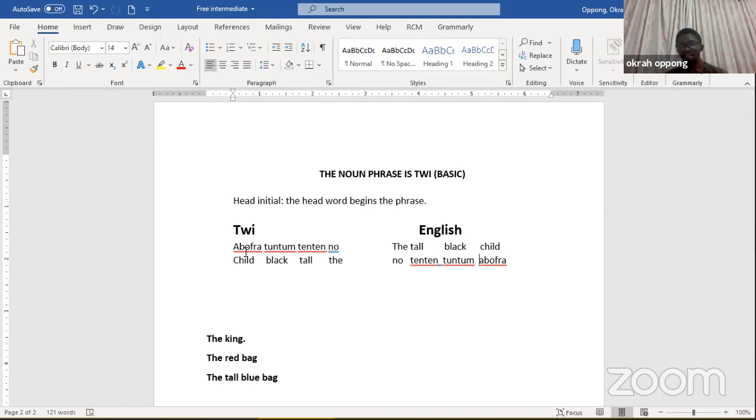So this is also an intermediate lesson, and as you know, you have to know the beginnings to know the vocabulary, how to build up on the vocabulary, how to use them in sentences, and also how to know the structure and how things are done.